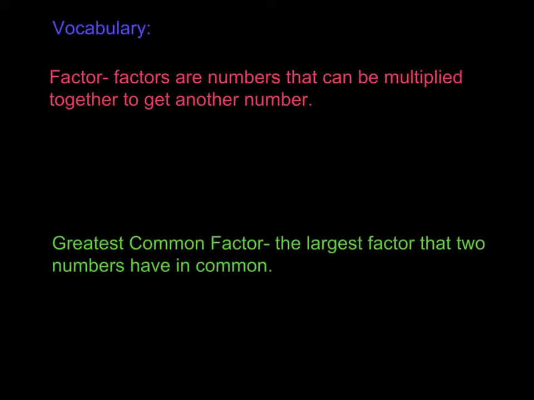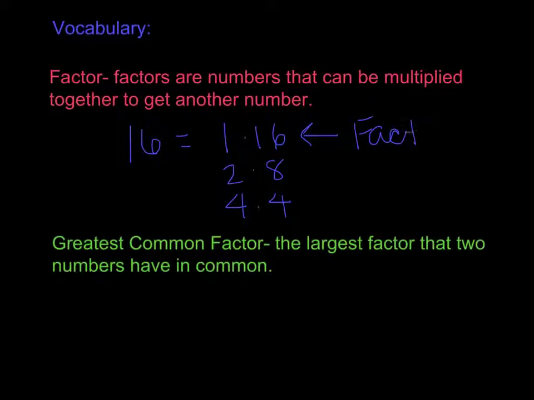A factor is when two numbers can be multiplied together to get another number. So I could give you the example, factors of 16 would be 1 and 16, 2 and 8, and 4 and 4. All of these are factors.